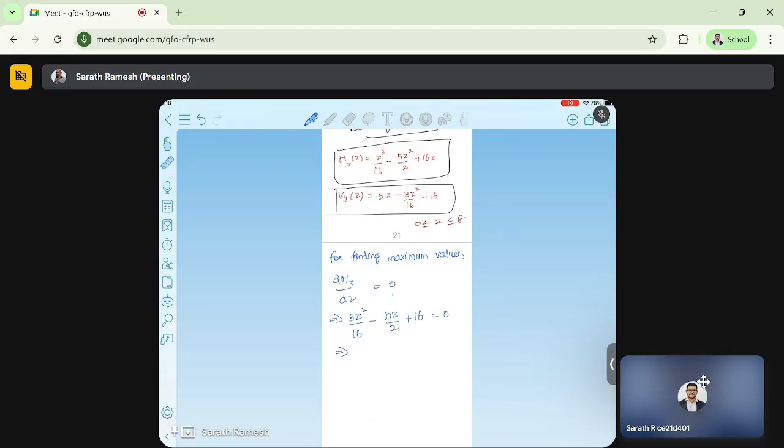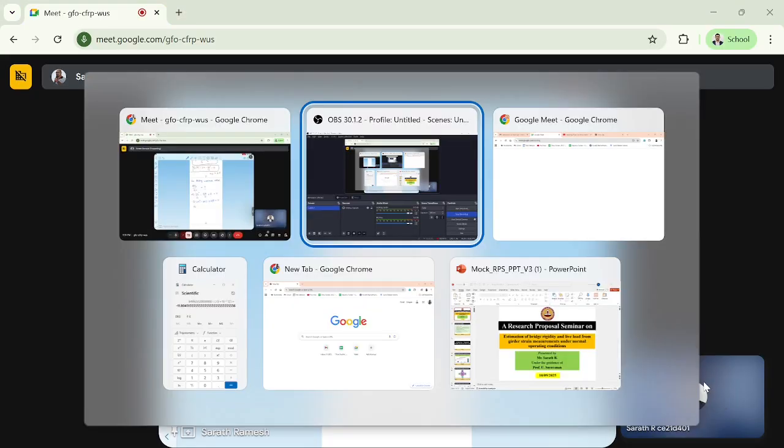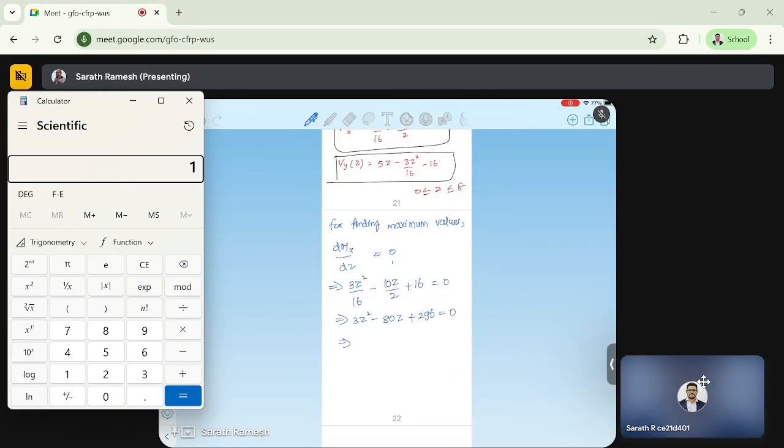This implies 3z square by 16, 5z... multiplied by 16, so 80z plus 16 is 256, equal to 0. Okay, so now we need to solve this quadratic equation. Sixteen square is... oh, sorry, here it's 256.